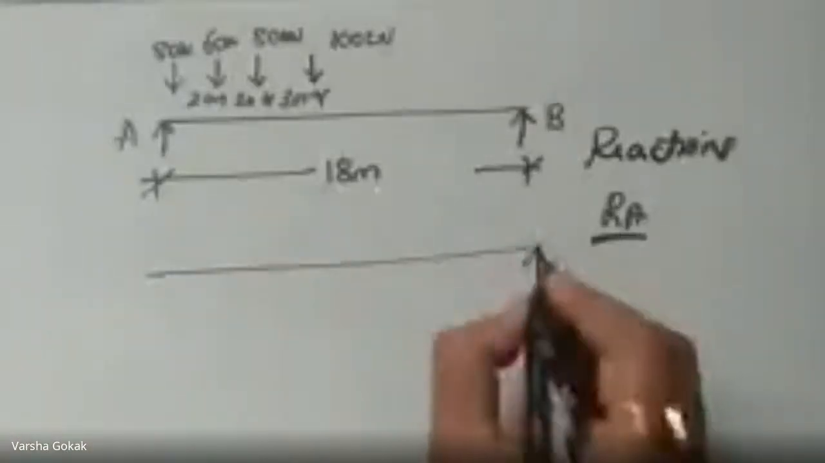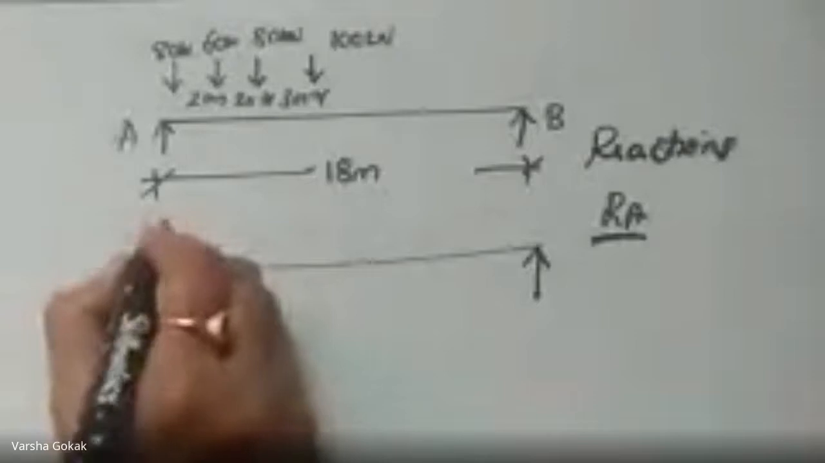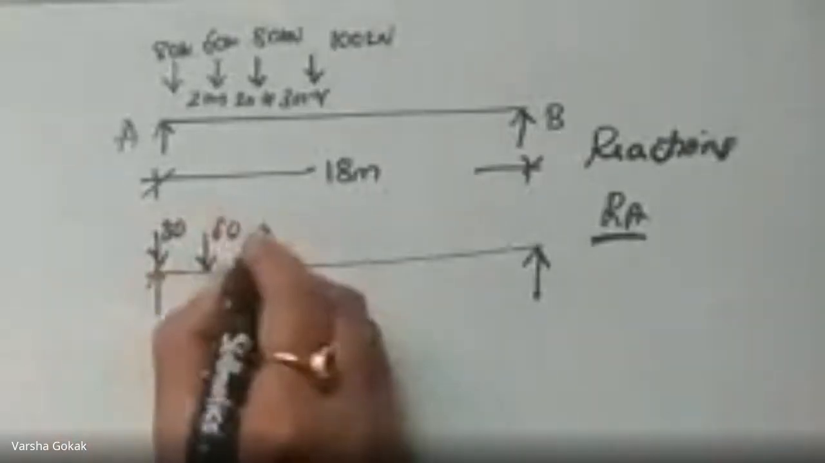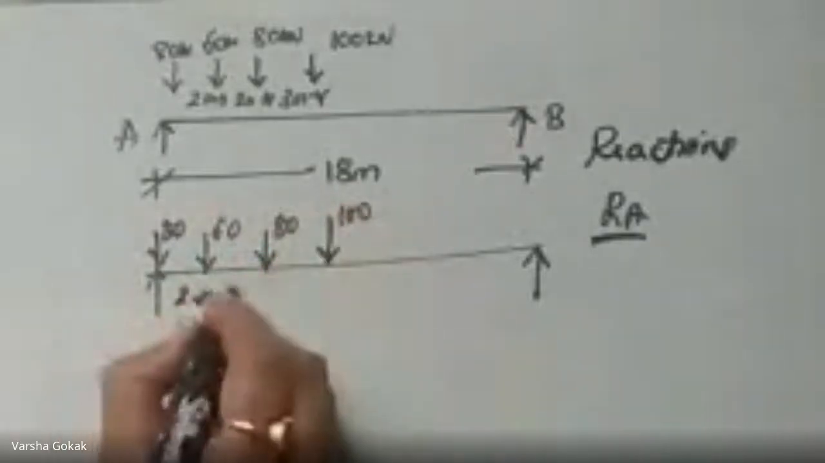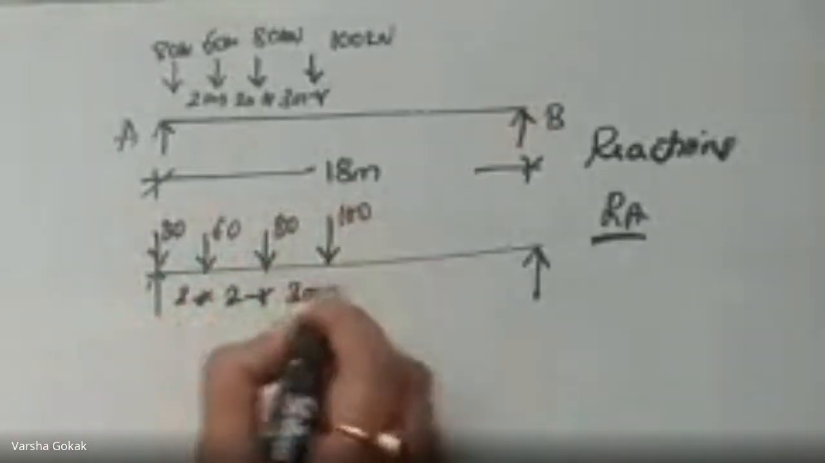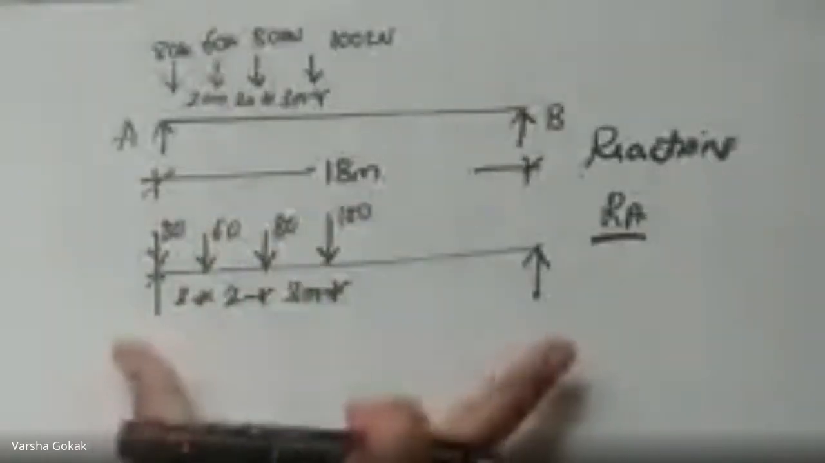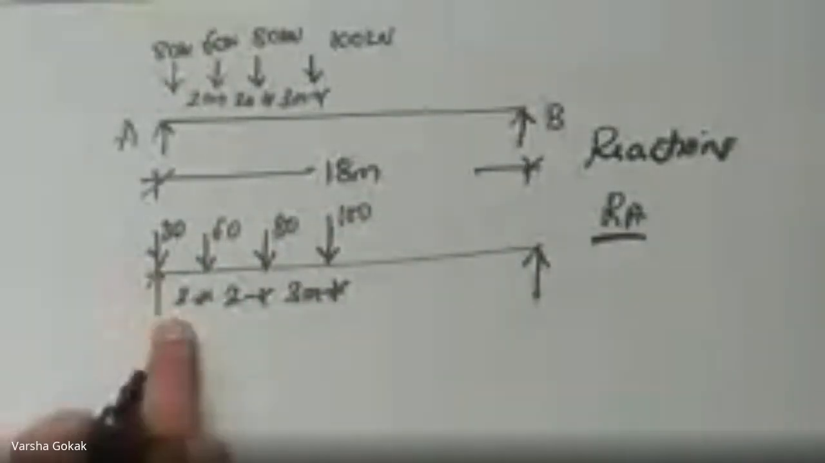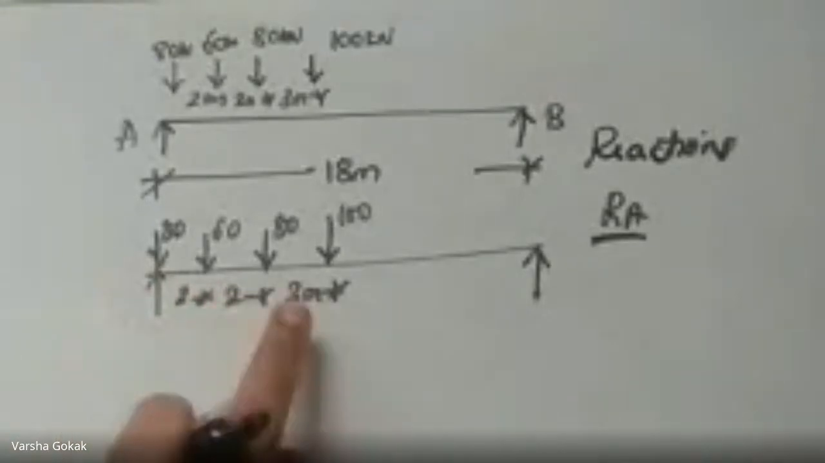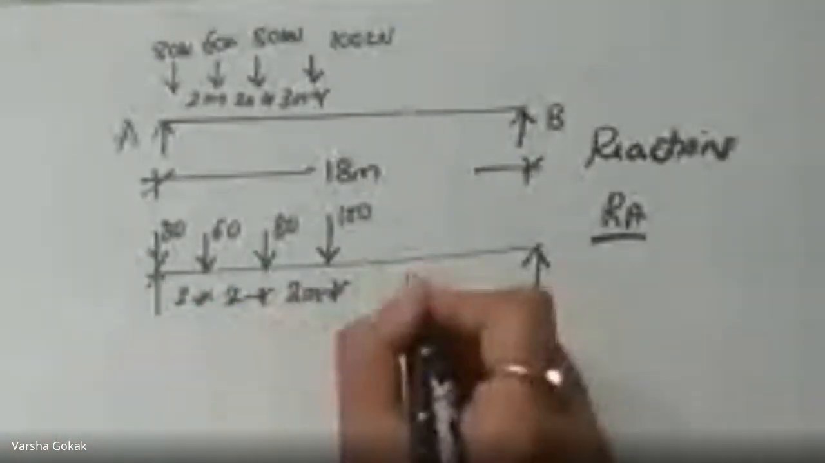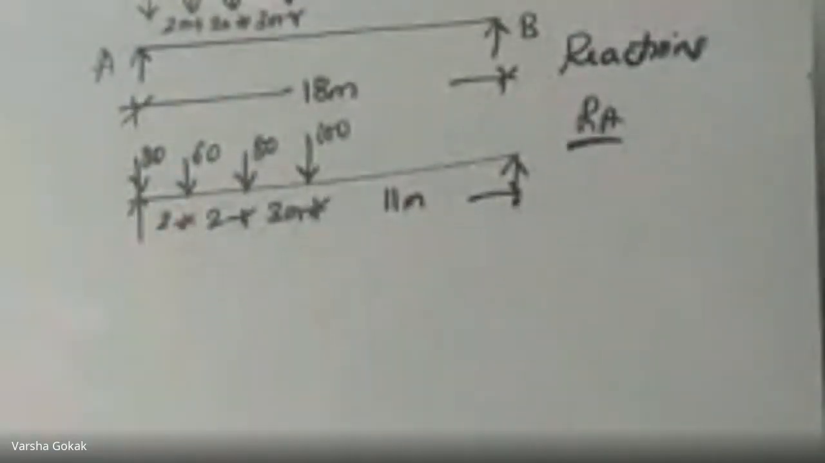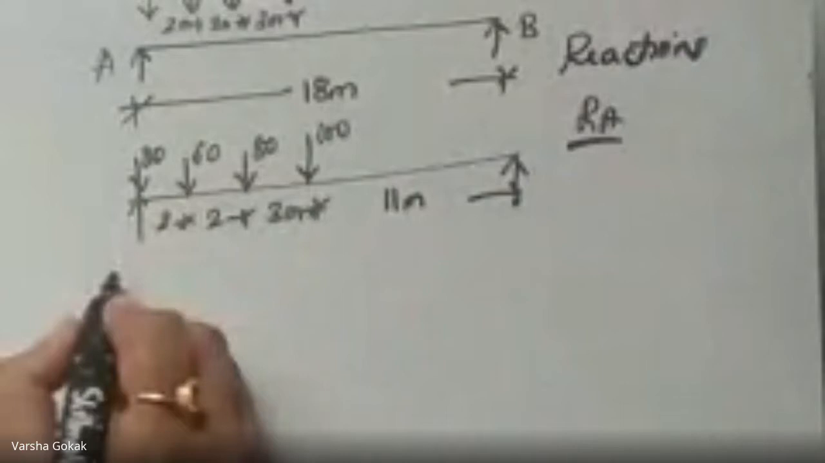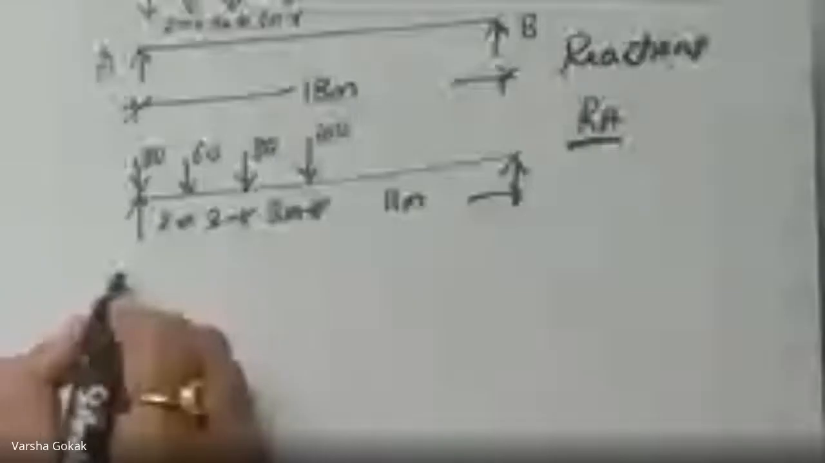So it is something like this, right? You have your 80 kilonewton here, 60, another 80, and then this is 100, with 2 meters, 2 meters, 3 meters. Correct? So this is the placing. 18 minus 2, 16, minus 2, 14, minus 3, 11. So the remainder is 11 meters at this end. To get the value of RA, we draw the influence line diagram for the reaction at A.